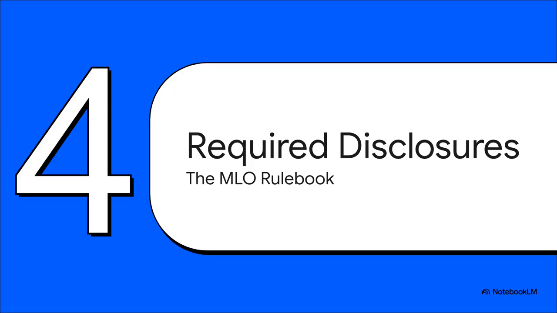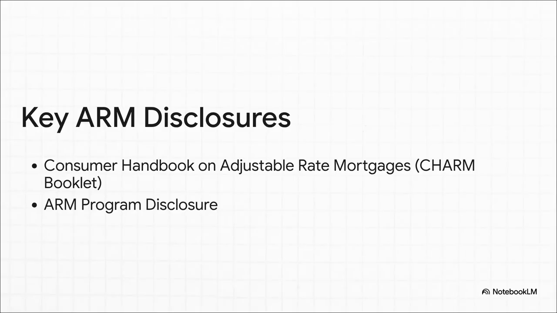Okay, so you've nailed the mechanics. But being an MLO is about more than just knowing how the product works. You also have to know the rulebook. And for ARMs, the rules for disclosures fall under the Truth in Lending Act, or TILA. Under TILA, there are 2 main disclosures you gotta provide for an ARM. First up is the CHARM booklet. Think of this as the general educational pamphlet. It's given at application, and it helps the consumer understand the basic features and risks of ARMs in general.